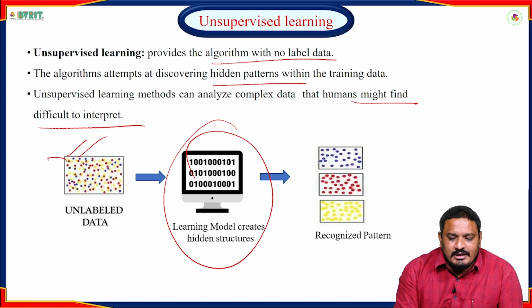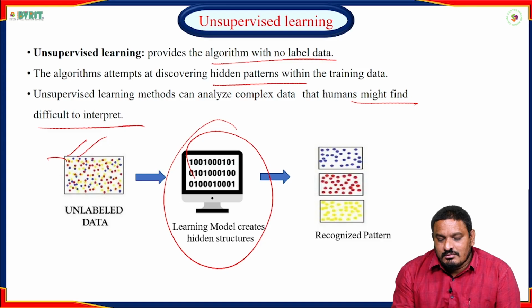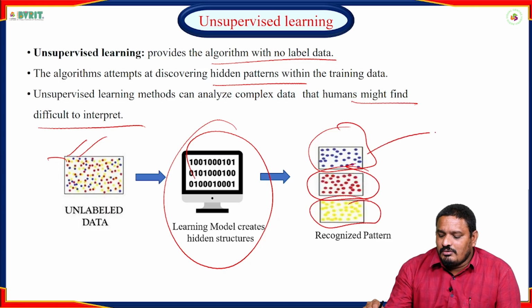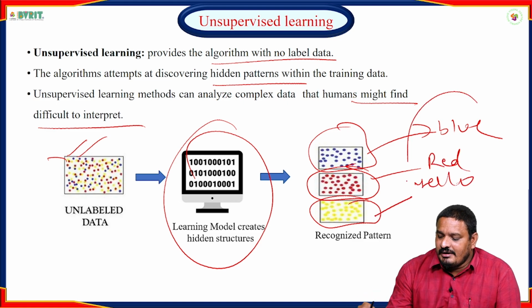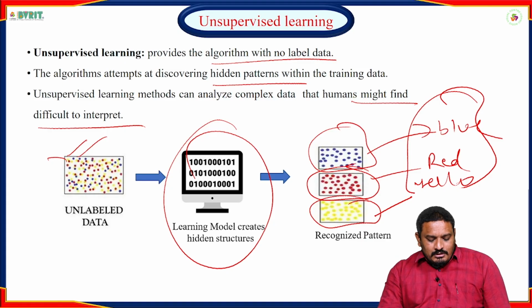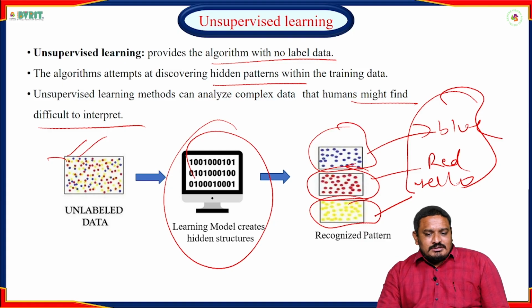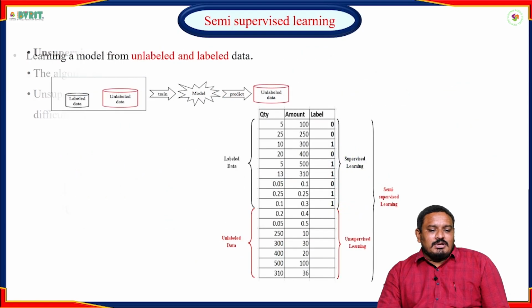This unlabeled data will be used to train the model. After training the model, it can segregate the data. This is the blue color. This one is the red color. This one is yellow. This is called hidden patterns. Hidden patterns are hidden structure. That is the unsupervised algorithm.